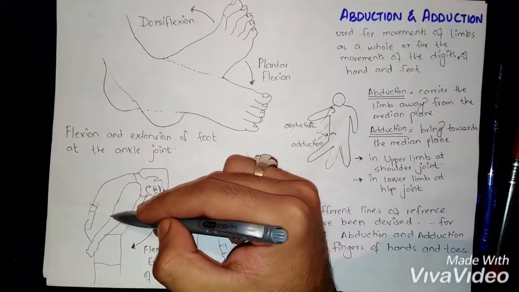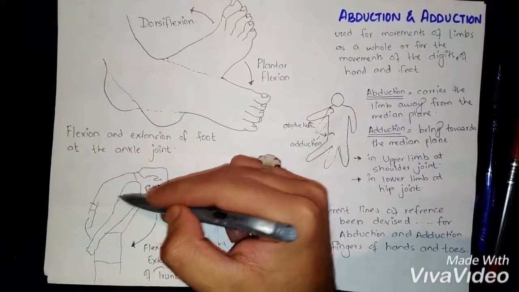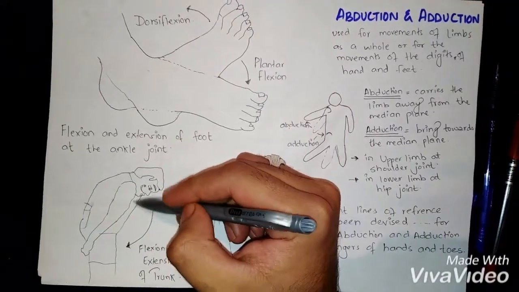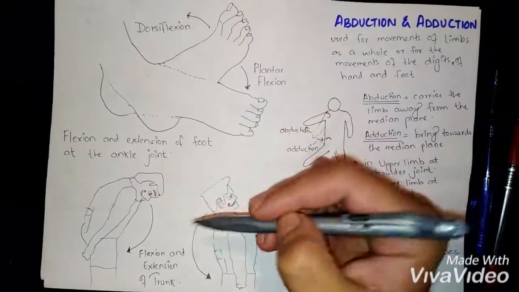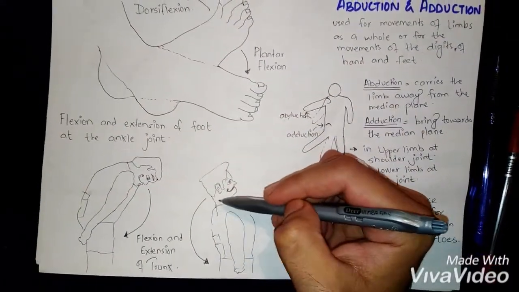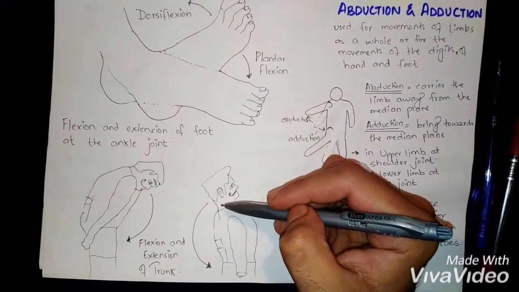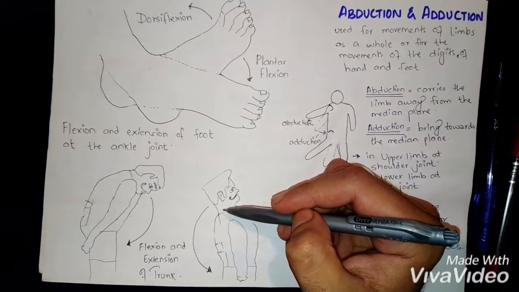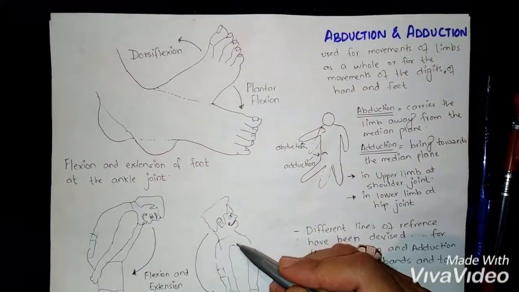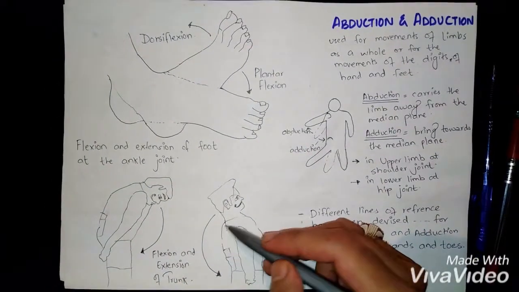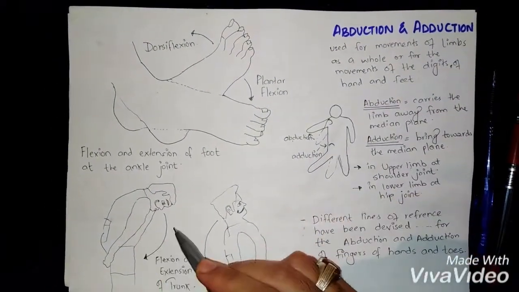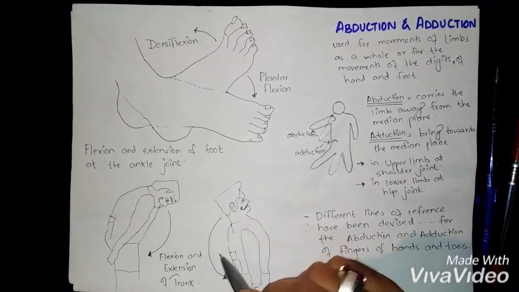So as it happens when a person bends to pick an object from the ground, there is flexion of the trunk, and extension of the trunk moves it backwards, to the dorsal side. However, it is noted that extension of the trunk is much more limited than its flexion. The flexion is more and the extension is less.